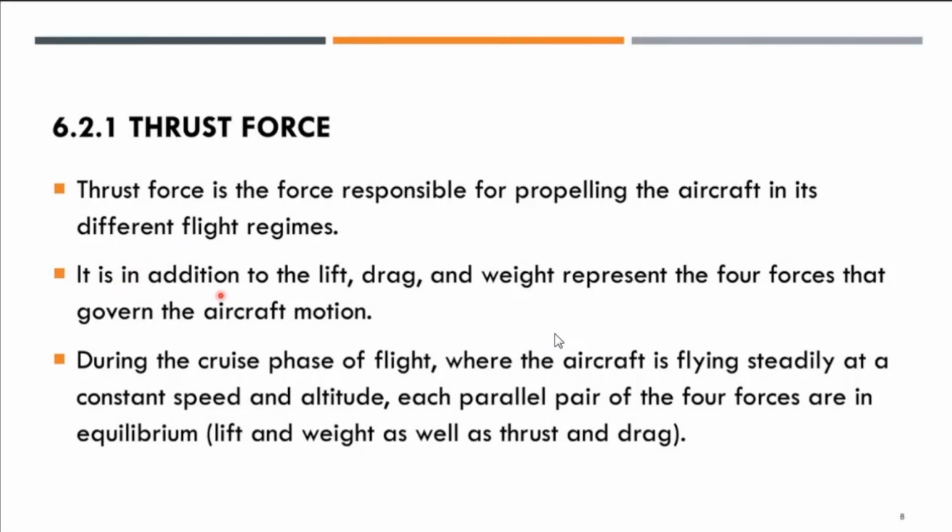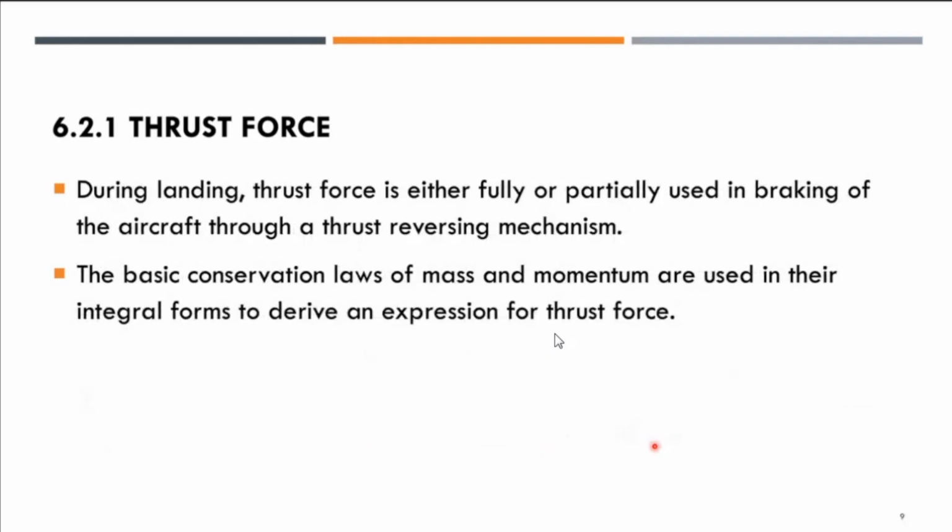In addition to the lift, the drag, as well as the weight, thrust represents the four forces that govern the aircraft motion. During the cruise phase of flight, where the aircraft is flying steadily at a constant speed and altitude, each parallel pair of the four forces we mentioned, lift, drag, weight, as well as thrust, are equivalent. Lift and weight, as well as thrust and drag.